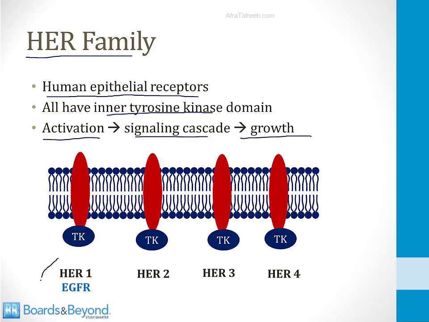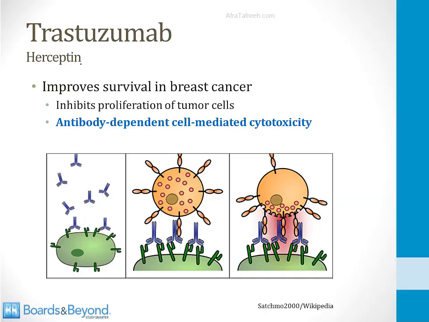And the HER1 receptor we've actually already discussed. The HER1 receptor is another name for the EGFR that we talked about earlier in this video. We're talking about the HER2 receptor now, which is found on many breast cancer cells, and there is also a HER3 and a HER4. So trastuzumab binds to the HER2 receptor and leads to improved survival in breast cancer patients.